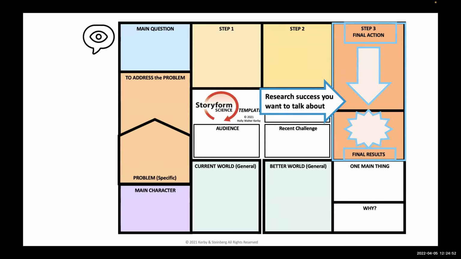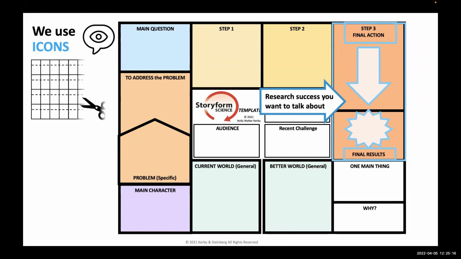And before, I wanted you to just write, but not anymore. Now, what we have our participants do in our course is we don't have them write, we have them visualize the end. We have them visualize that success that they want to talk about. And to visualize it, we have them use icons. We give them a grid. It's made of little rectangles. They cut them up.